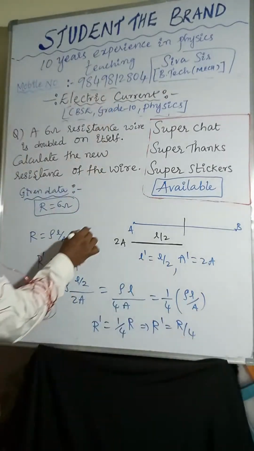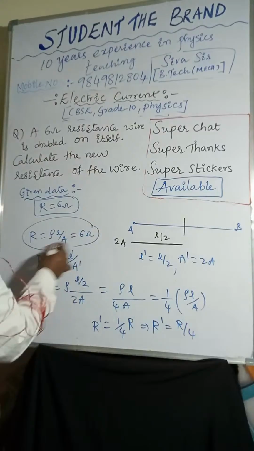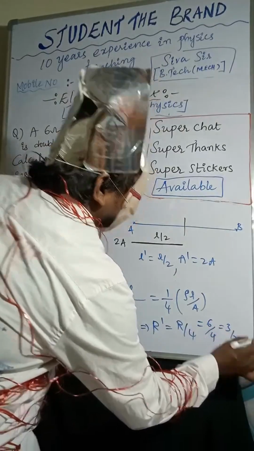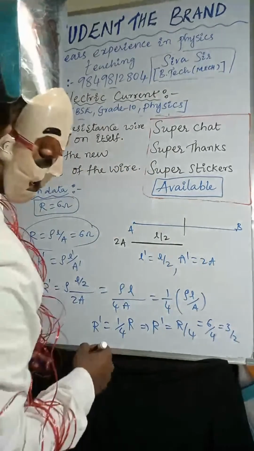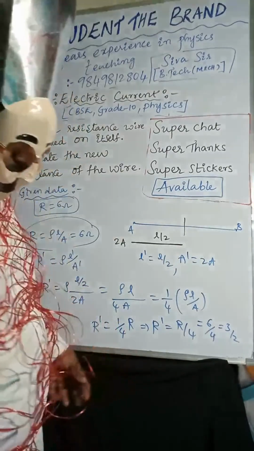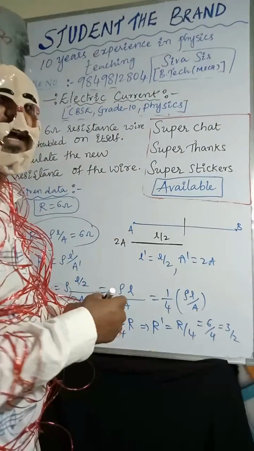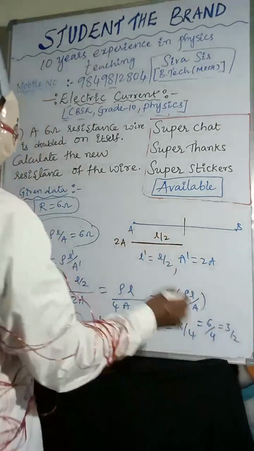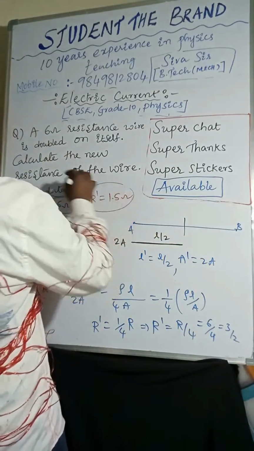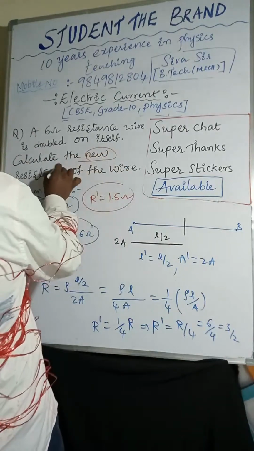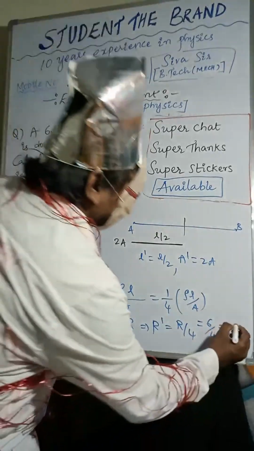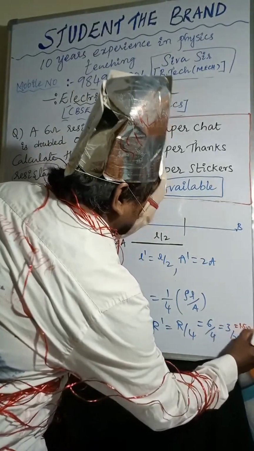R we already know. R equal to how much? 6 ohm. So substituting, 6 by 4 is 3 by 2. And 3 by 2 is 1.5. So R dash equal to 1.5 ohm. That is the new resistance of the wire. Understood? So this is 1.5 ohm.